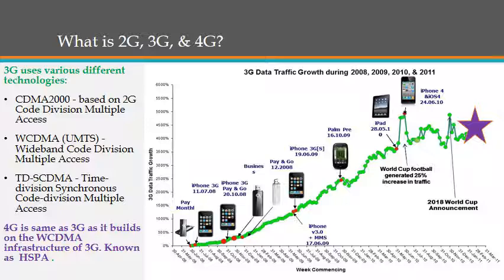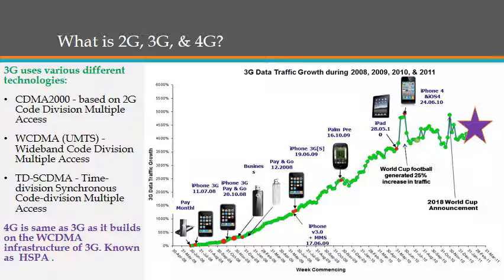3G, there's 3 different types of technologies that we researched for 3G. There's CDMA 2000, WCDMA, TD-SCDMA. There's just a bunch of fancy names with different features for each of these technologies. And on the right, you'll see the graph of how the data traffic grew when 3G was introduced in 2008, 2009, 2010. We had a 3G device that was introduced, monthly pay.